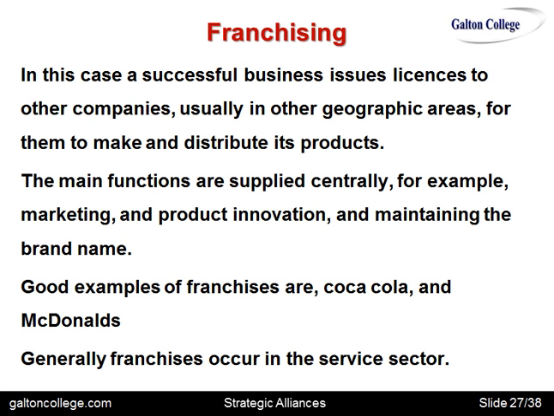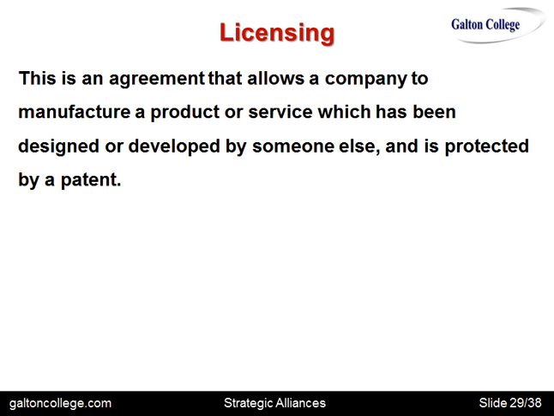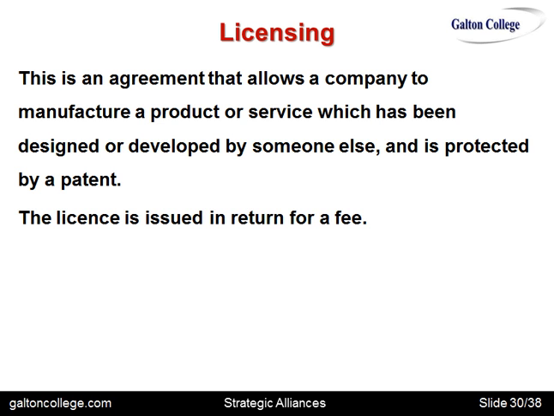Now, the next type of alliance we can mention is that of licensing. This is an agreement that allows a company to manufacture a product or service which has been designed or developed by someone else and is protected by a patent. So someone comes up with a good idea, gets a patent for the product. In other words, it's got a legal ownership over that idea. But it can lease or license the idea to a company so they can produce it, and it's produced under license. The license, of course, is issued in return for a fee.